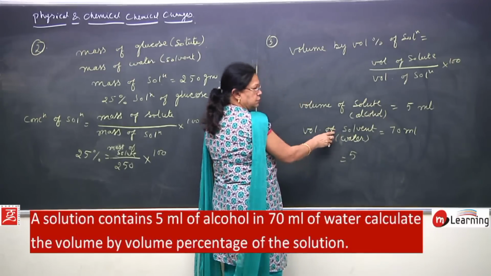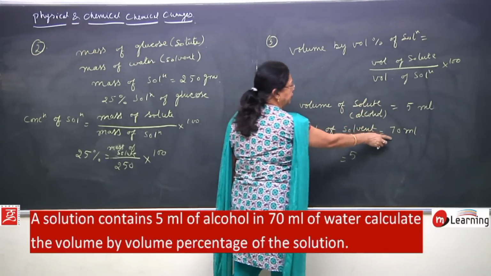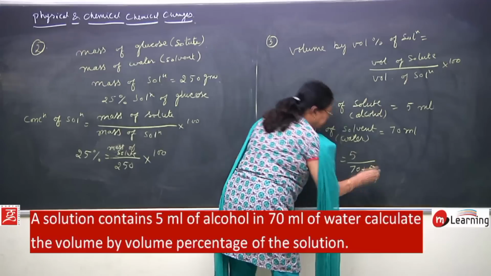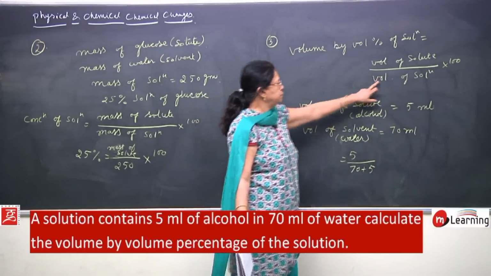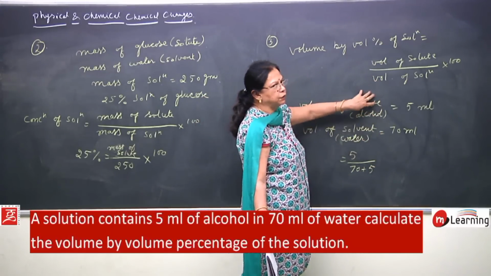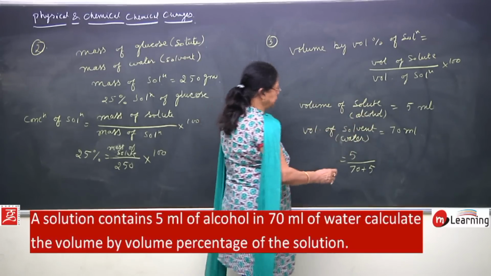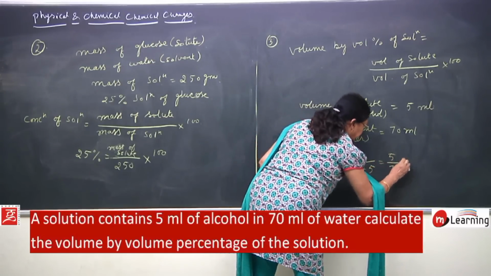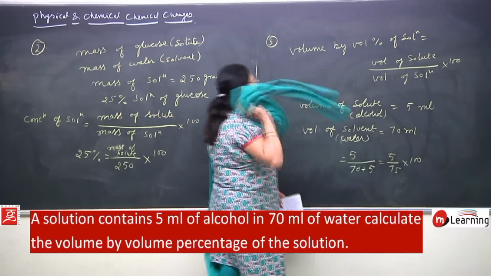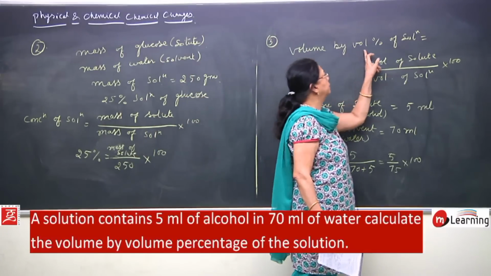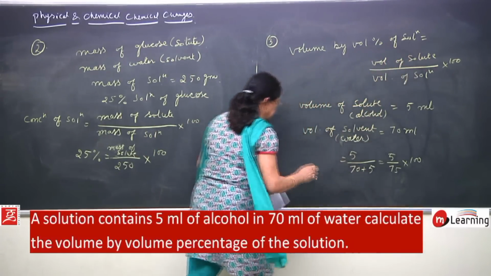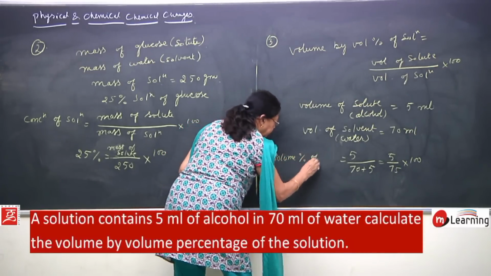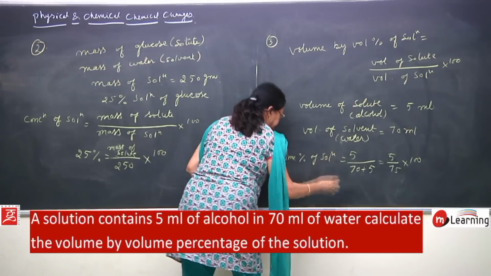So, volume of solute will be 5 ml, and volume of solution will be how much? Volume of solution will be 70 plus 5, that is equal to 75. Why have we taken 70 plus 5? Volume of solution is equal to volume of solvent plus volume of solute. So, you can write 5 upon 75 into 100. That will give you the volume percentage of solution, right.